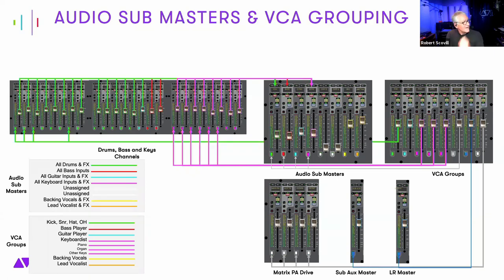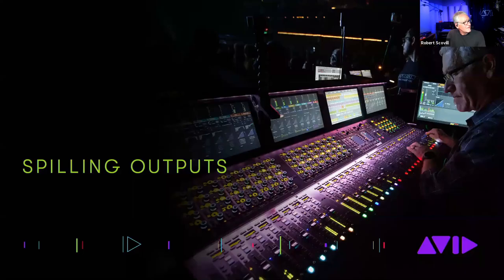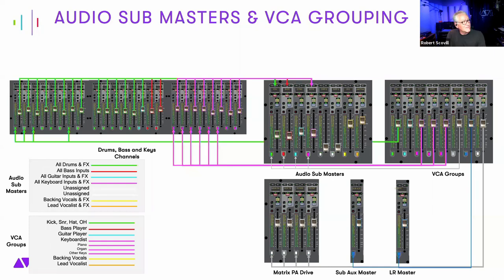Okay, so as you can see here, I've got audio submasters in play plus VCAs. This is kind of what I was describing previously. In that situation, you actually have master volumes for your families as well as VCAs that are controlling any of the inputs within those audio submasters, okay?